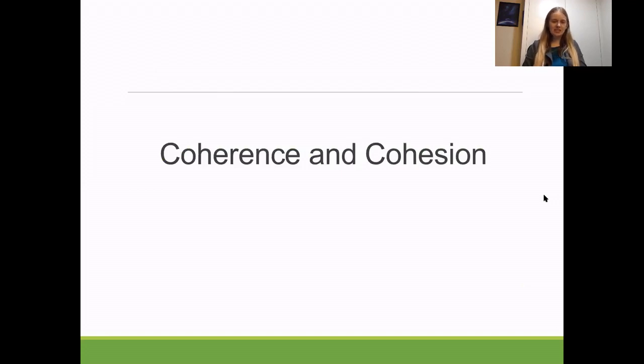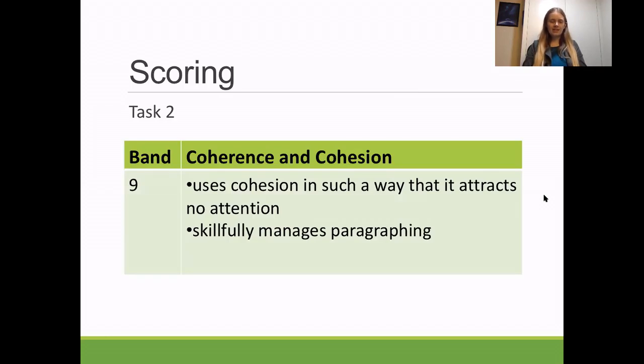So the next section is coherence and cohesion. Again, starting with the top possible score. So a band 9 score would mean that you use cohesion in a way that attracts no attention. So it is very cohesive. Everything is feeling very natural, and there's no attention attracted to the way that you're trying to do this. So it just comes out as being natural. It doesn't seem forced when you're trying to make things seem cohesive.